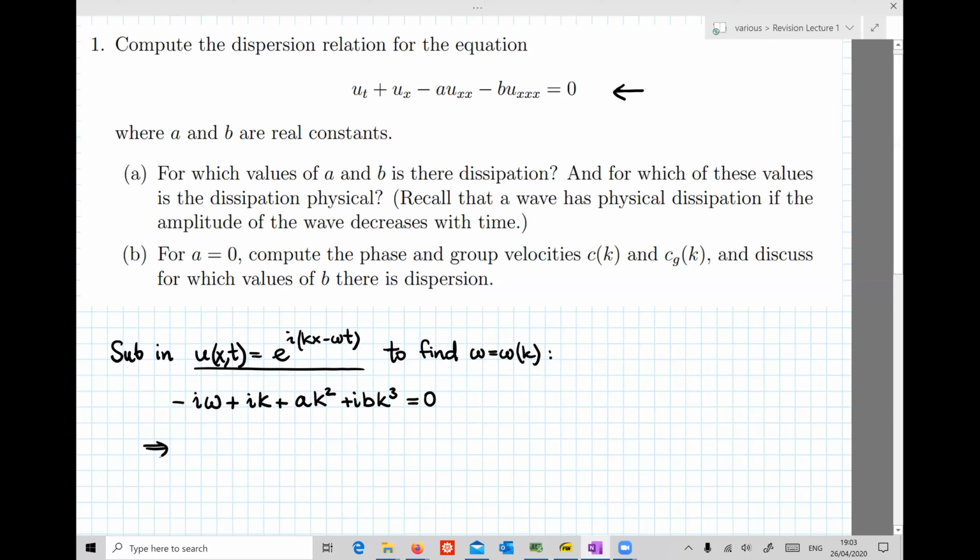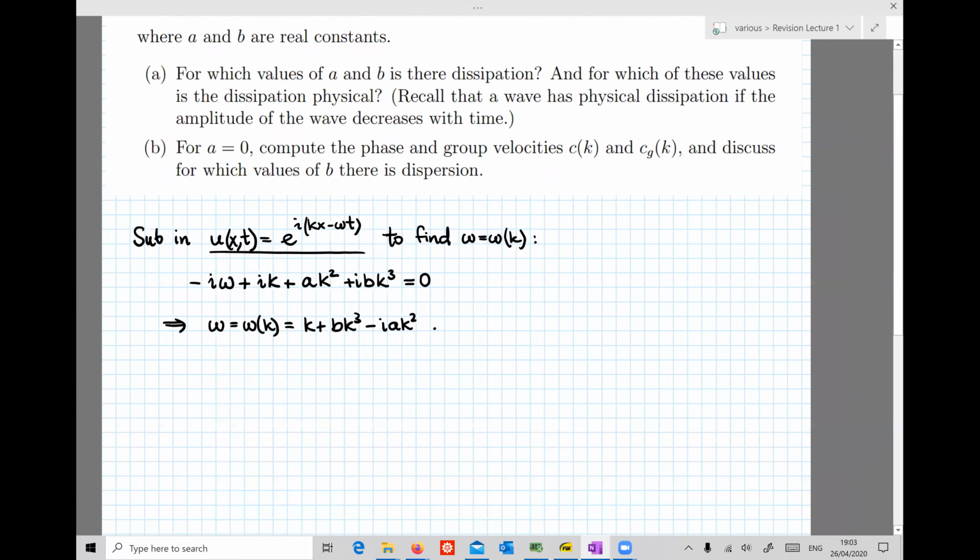Now we can solve for omega as a function of k, and we find that it's equal to k plus b k cubed minus i a k squared. Okay, so this is the dispersion relation. Next we can move on to part A.